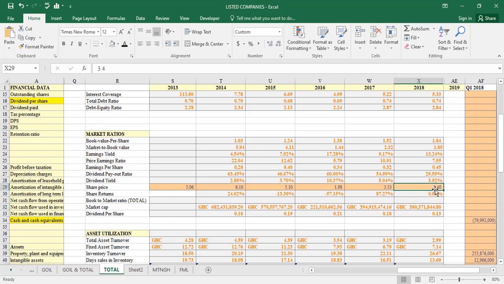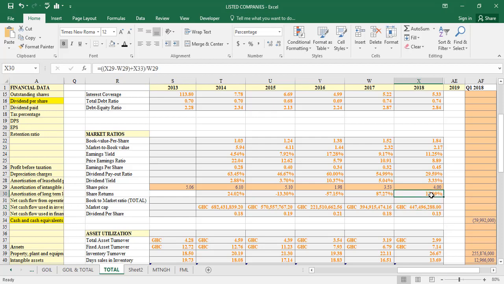However, if we change the market price from 2018's figure to the current price, which is 4.00, this is what we are seeing. We are seeing a market cap of Total to be 447 million Ghana cedis. That is the true value of Total Ghana.